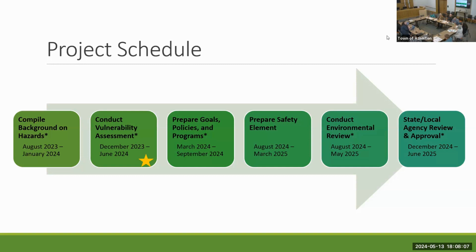And then once we get community feedback on those initial goals and policies, they'll start working on preparing the actual element and chapter itself, which looks more like what you see in the general plan currently. It'll tell Atherton's particular story and provide the narrative that justifies some of those programs and policies.